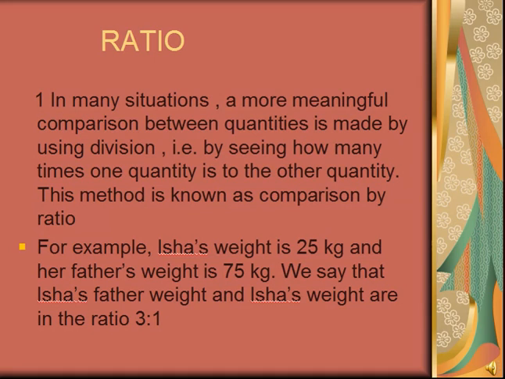For example, Isha's weight is 25 kg and her father's weight is 75 kg. We say that Isha's father's weight and Isha's weight are in ratio 3:1.